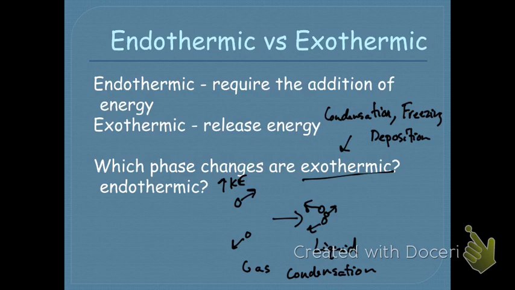Endothermic is just the opposite, right? Endothermic is where you have to add energy to overcome the IMF in order to start moving more quickly. So when you melt, you're going from a solid to a liquid. When you vaporize or boil, we'll just use vaporization. And then sublimation requires the most amount of energy. Why? Because when you sublimate, you're going from a solid directly to a gas.